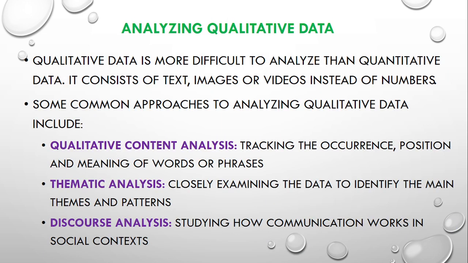Then we also have how we can analyze qualitative data. Qualitative is not really that specific, so it's more difficult to analyze than quantitative data because it consists of a lot of text, images, and videos. The common approaches you can use in analyzing qualitative data include qualitative content analysis, which involves tracking the occurrence, positioning and meaning of words or phrases. Of course, we have thematic analysis, which does a close examination of data to identify how the patterns and themes are carried out. And you can also use discourse analysis, which involves studying how communication works in a given social context. So these are just examples of how you can analyze quantitative and qualitative data.